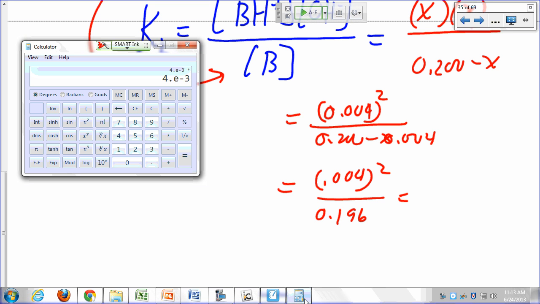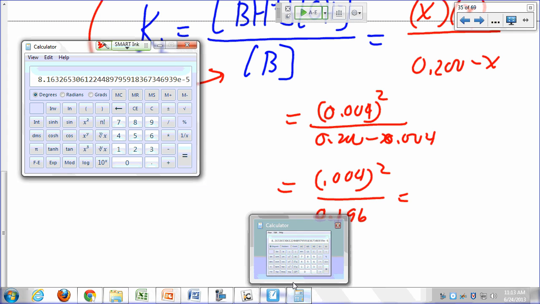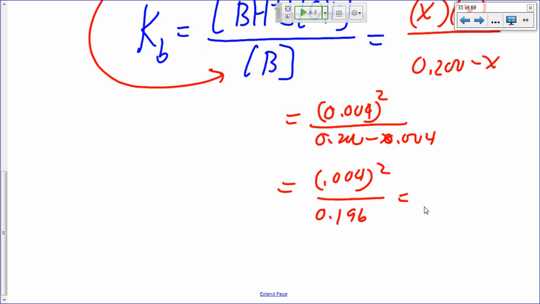0.004 minus 0.004 divided by 0.196. That's 8.2 times 10 to the negative fifth. Since I only have one sig fig here, it's 8 times 10 to the negative fifth. Okay?